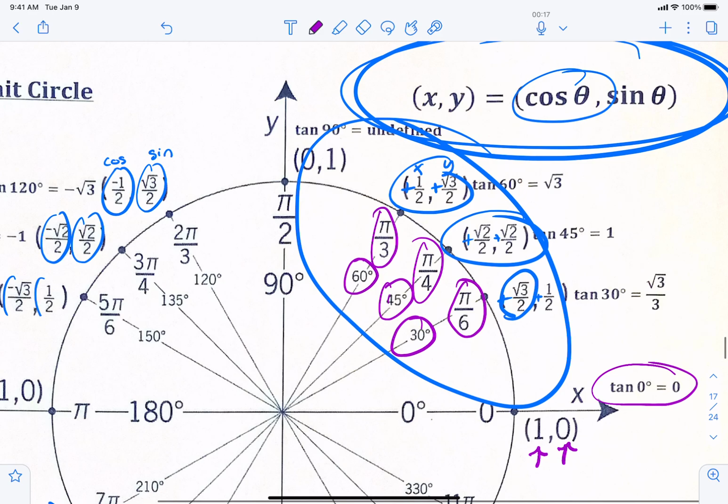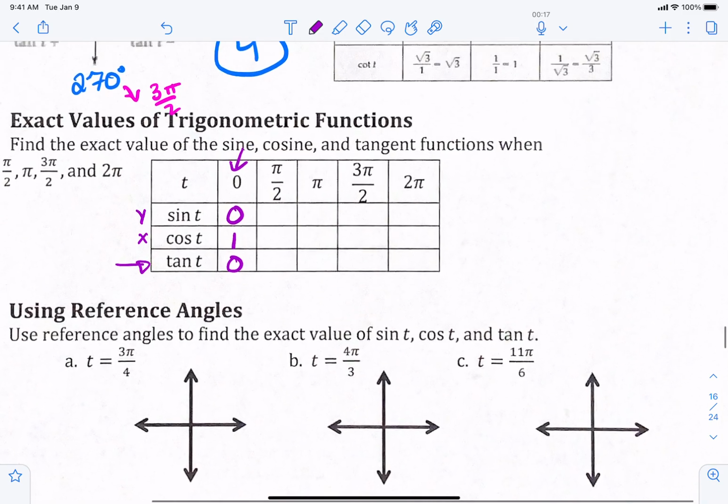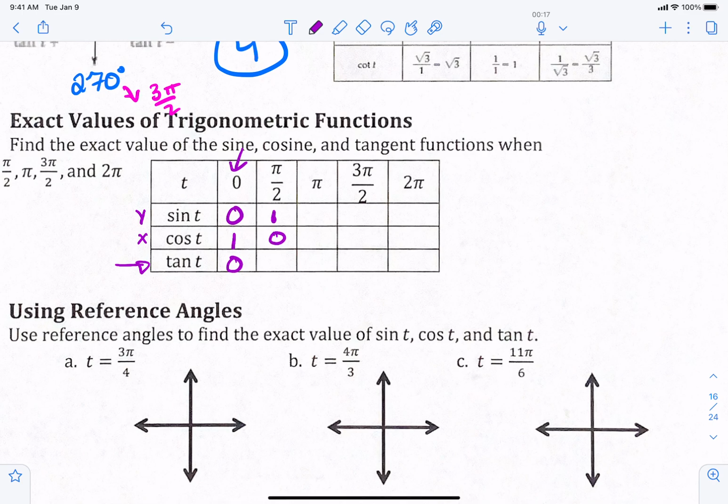Okay, now we're going to do pi over 2 next, which is this one. We're using this information at pi over 2. So what is the y coordinate at pi over 2? 1. What's the x coordinate? 0, and tangent is?